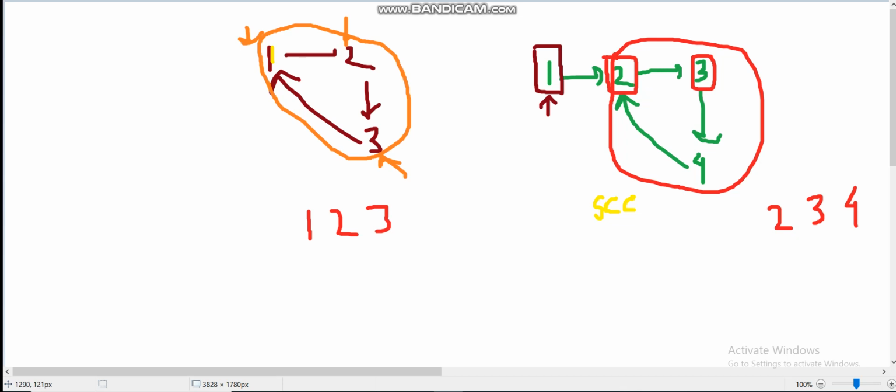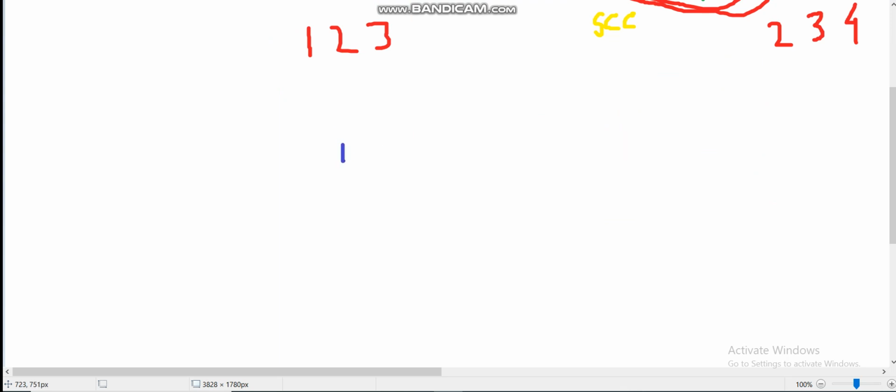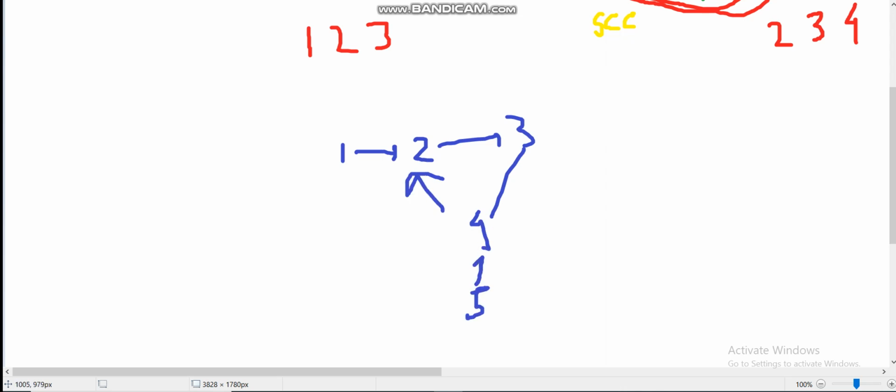So any node which can reach the strongly connected component will be our interesting node, a node which we will count. So from 1 we can go to the strongly connected component 2, 3, 4. So 1 will also count. Let me explain more with nodes 1, 2, 3, 4, say 5. Here the strongly connected component is 2, 3 and 4.